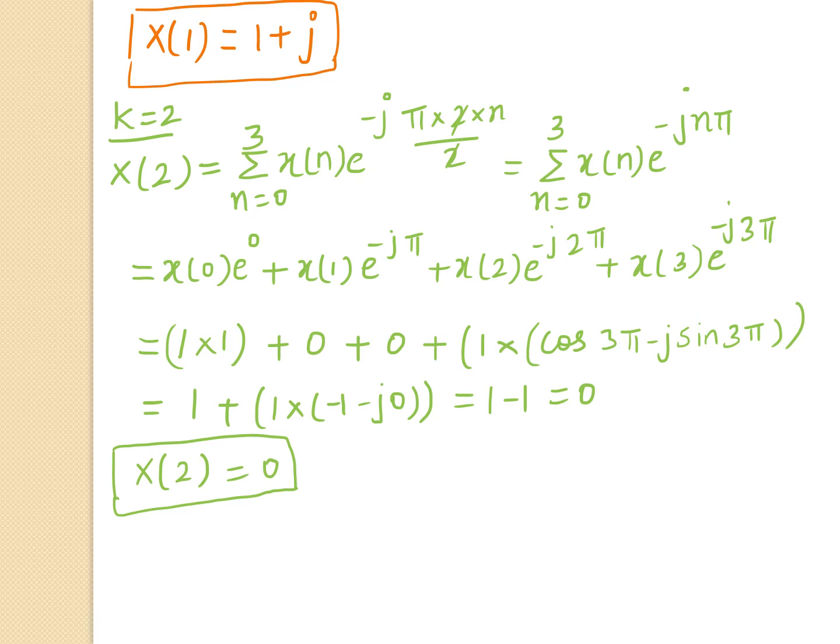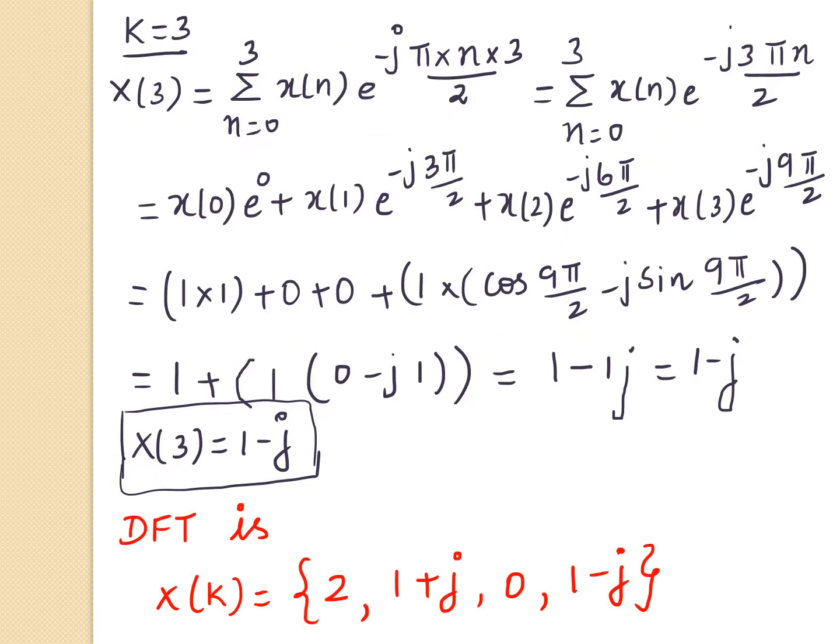So we have only one value to be found, that is x of 3 for k is equal to 3. So here k is equal to 3 and x of 3. X of 3 is equal to summation n extending from 0 to 3 x of n into e power minus j pi into n into 3 by 2. For k, we have simply replaced with the value 3. So simplified expression for this is summation n extending from 0 to 3 x of n into e power minus j 3 pi into n by 2.